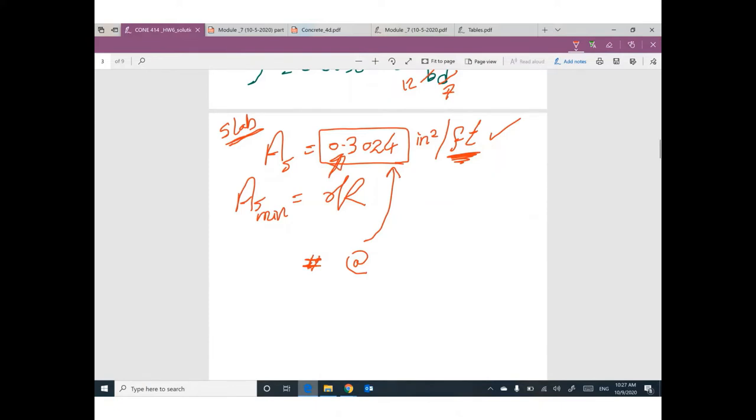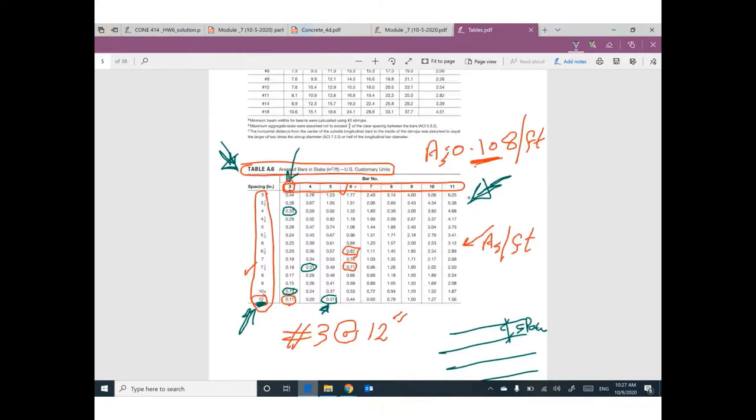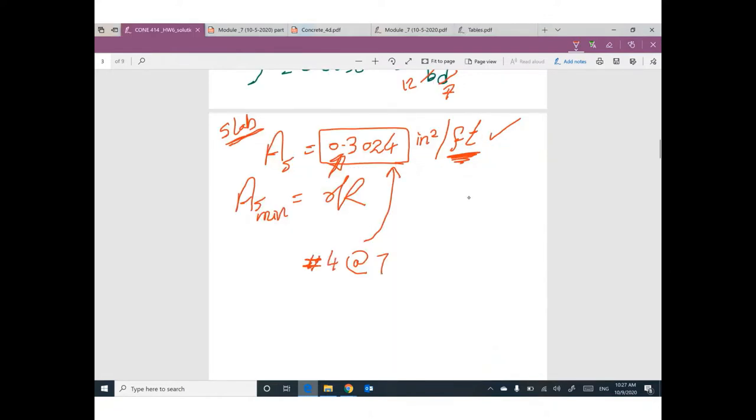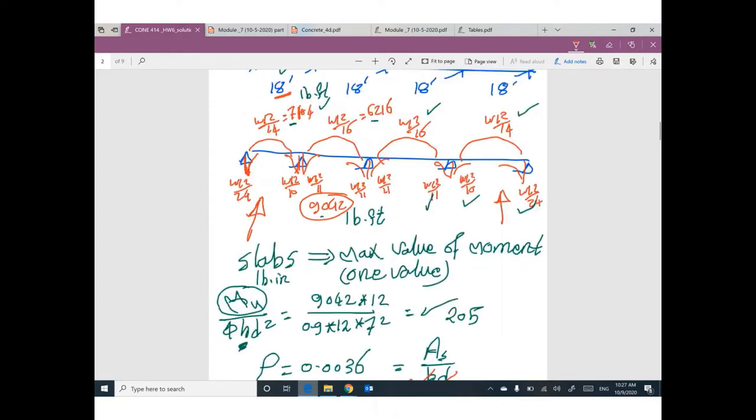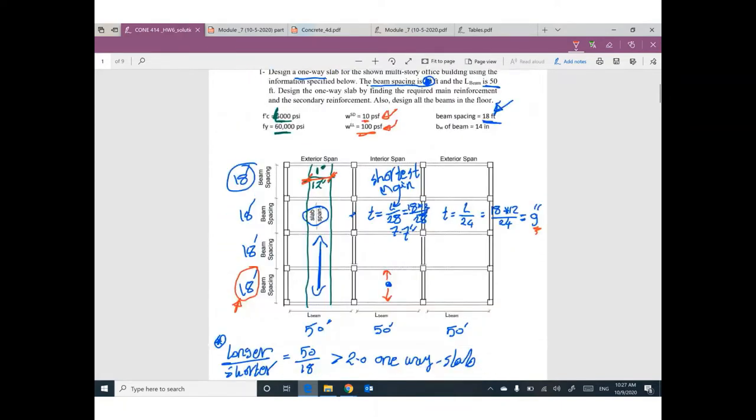So my decision, I believe this one will be good. Why? Because if you select the other one, we will have a crowded number of bars every 4 inch. If you are using this one, we will have a very, very small number of bars every 12 inch. But this one will be good. So my decision is number 4 every 7.5. So the design of this slab will be like this. In this direction, I'm going to put bars number 4 every 7.5 inch.